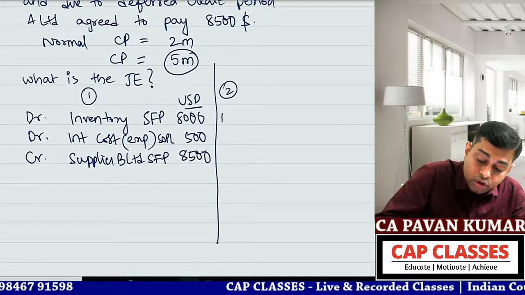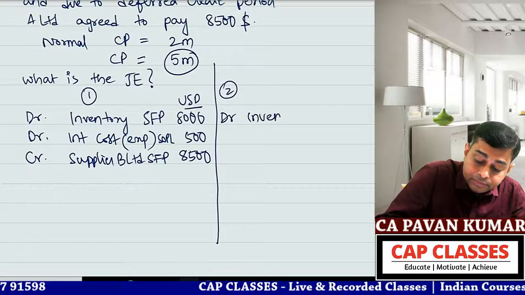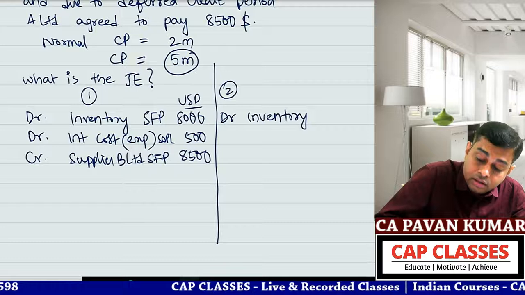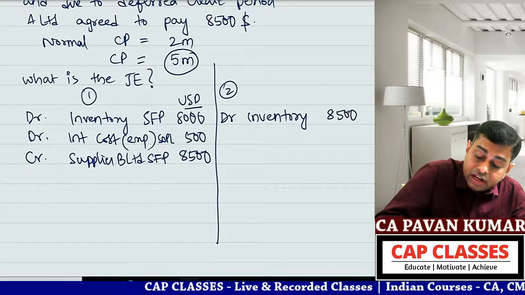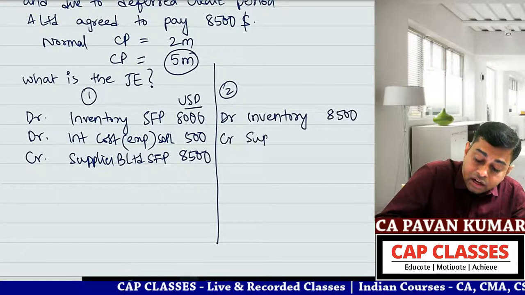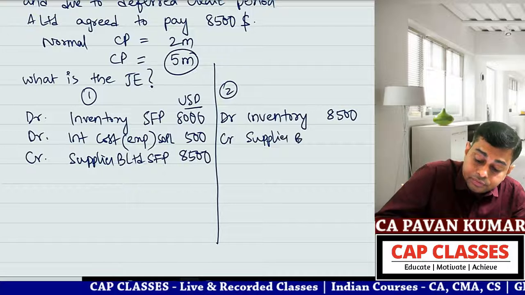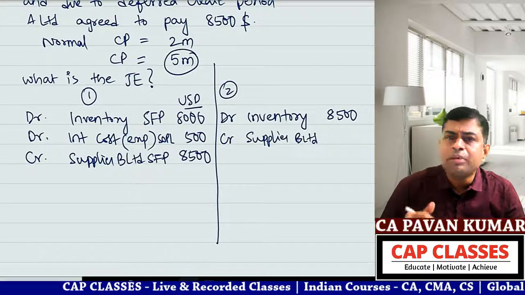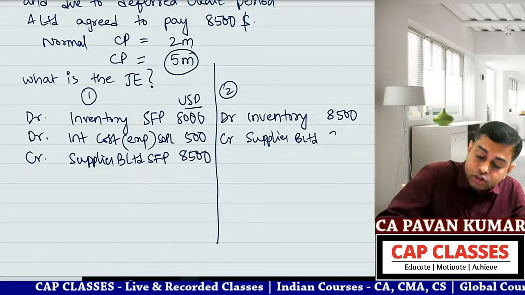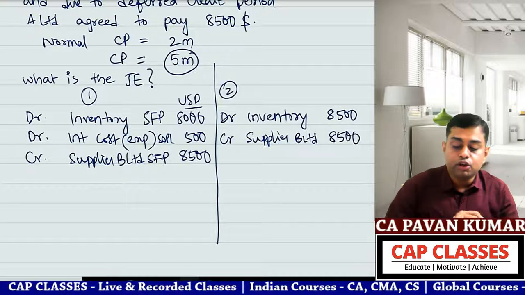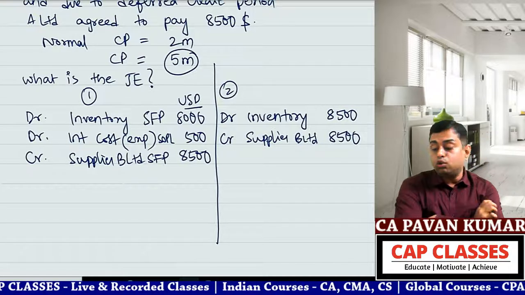My journal entry 2 is debit inventory 8,500, credit supplier B Limited, or you can write accounts payable also, trade payable, accounts payable 8,500. Which journal entry is correct? Do you think journal entry 1 is correct or journal entry 2 is correct?